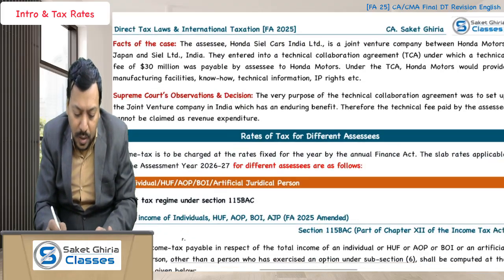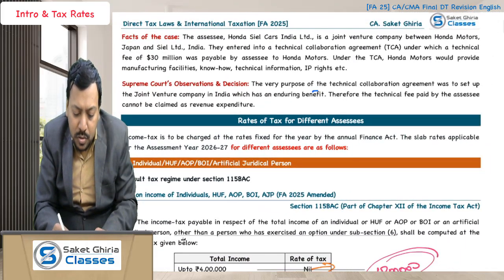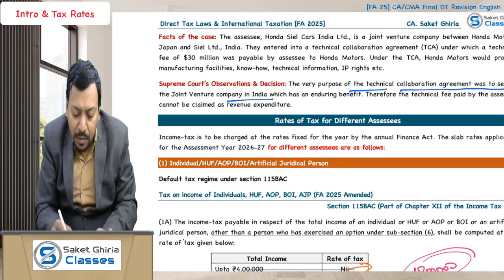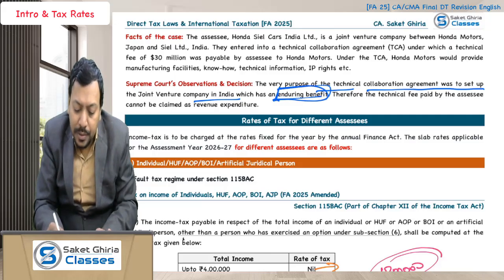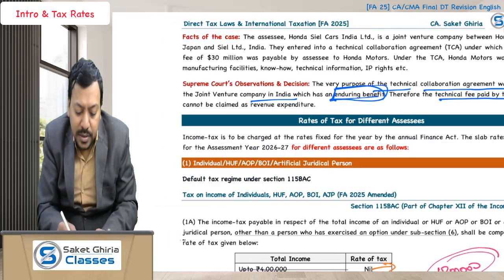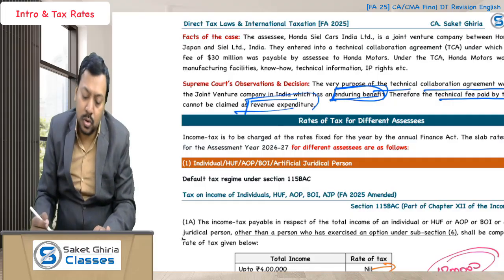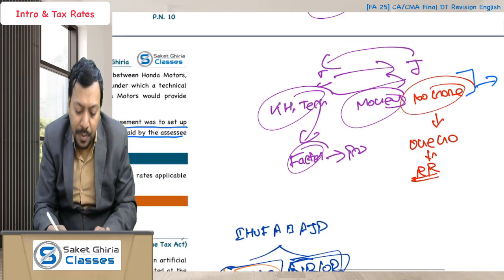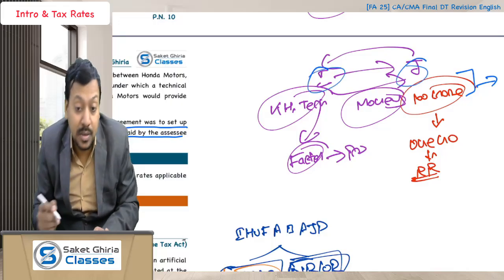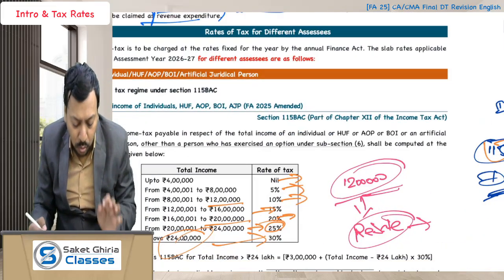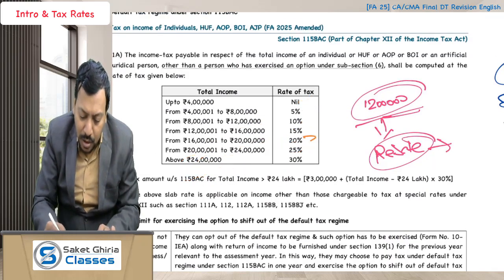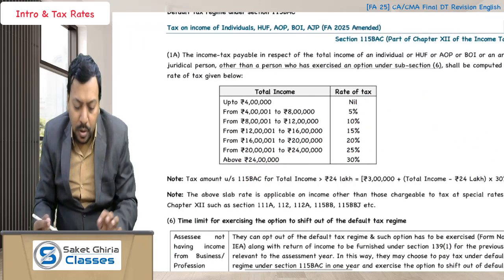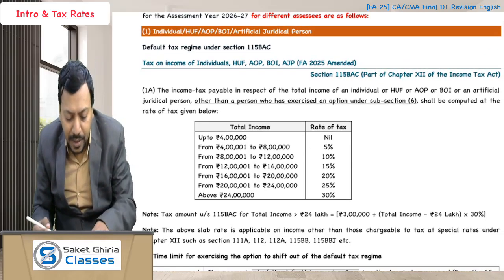Read here. The very purpose of the technical collaboration agreement was to set up the joint venture company in India, which has an enduring benefit. So these two words are very important. Therefore, the technical fees paid by the associate cannot be claimed as a revenue expenditure. So the amount paid by the Indian company to the Japanese company cannot be claimed as a revenue expenditure. These were some case laws which were given in your study material. Now we are finally moving towards our main revision.